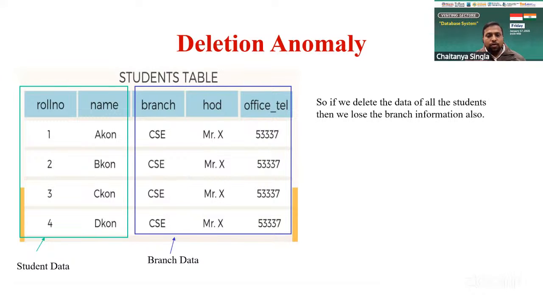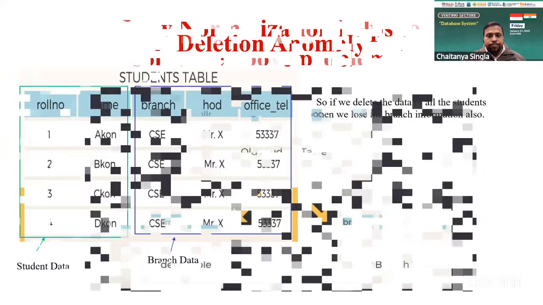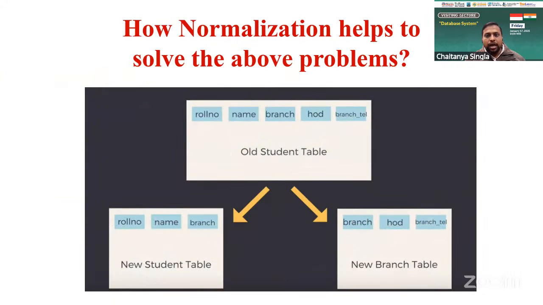So to remove these types of anomalies and data redundancy, we use normalization. How does normalization help to solve all the above problems? Normalization helps by splitting the table into two smaller, relevant tables, so that our data isn't lost. We cannot miss any important data. There must be minimum null values.